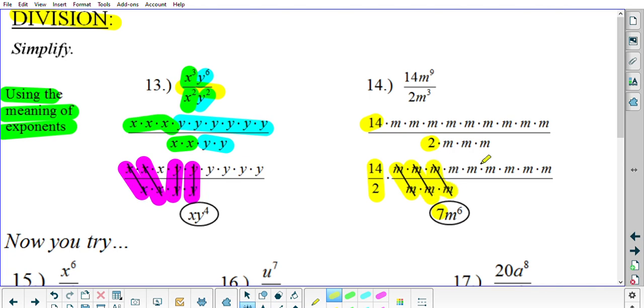Now, the remaining m's in the numerator have no other m's in the denominator that you can divide them out with. So, count. How many of these m's do we have remaining? We have 6 of them. And since there's multiplication in between, that can be written as m to the 6th power. And that's why this expression simplified to 7m to the 6th power.